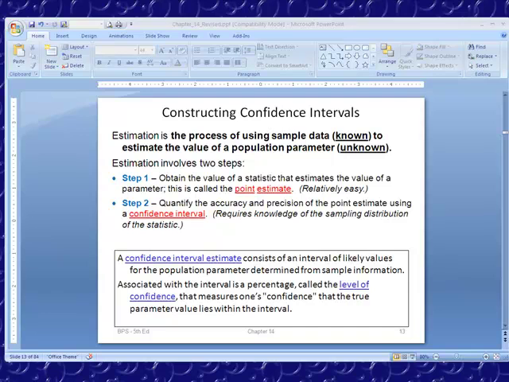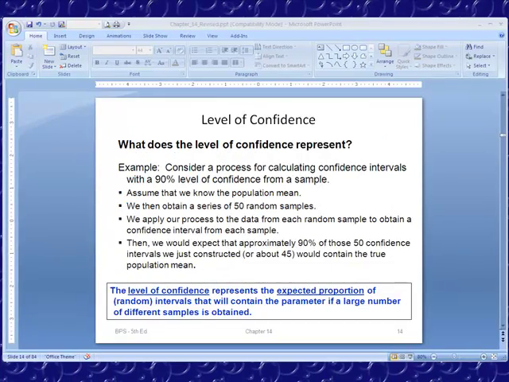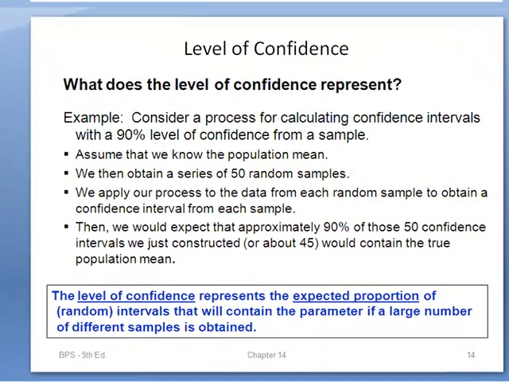Associated with the interval is a percentage. We call that percentage the level of confidence. That measures one's confidence that the true parameter value lies within the interval. So what does this level of confidence represent?